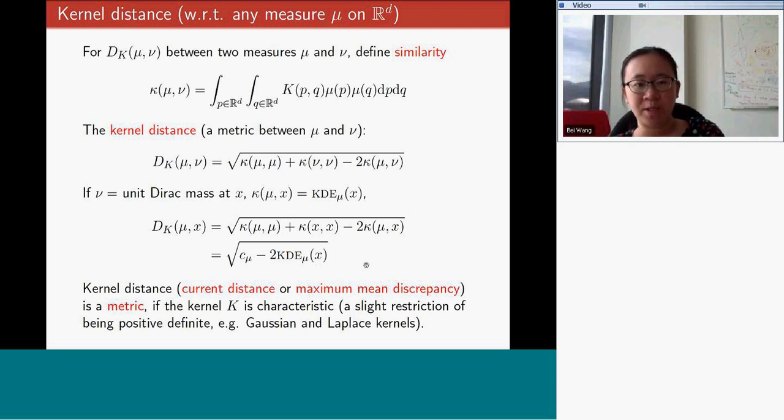Kernel distance, also called current distance or maximum mean discrepancy, is defined. Kernel distance is a metric if the kernel is characteristic, and characteristic is essentially a slight restriction of being positive definite. For example, both Gaussian and Laplace kernels are characteristic kernels, which makes the kernel distance a metric.